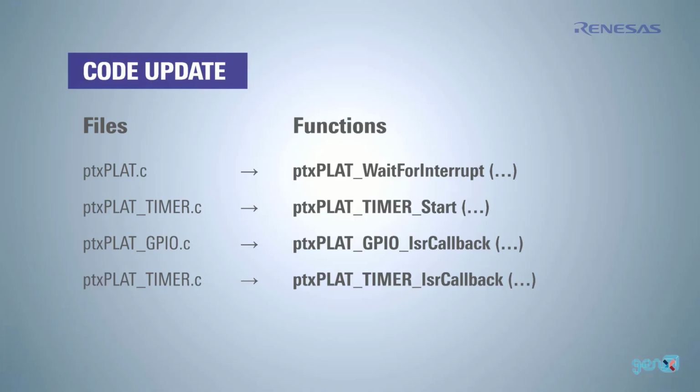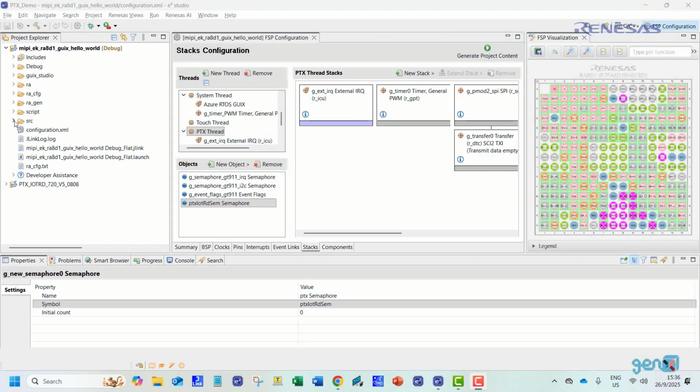After setting up the semaphore, we need to update 4 functions in the platform code. In PTX-plat.c, we'll modify PTX-plat wait for interrupt. In PTX-plat timer.c, we'll update both PTX-plat timer start and PTX-plat timer ISR callback. And in the PTX-plat GPIO.c, we will change PTX-plat GPIO ISR callback. These updates remove the old blocking behavior and make each function use the semaphore to signal the IoT reader thread only when an event occurs.